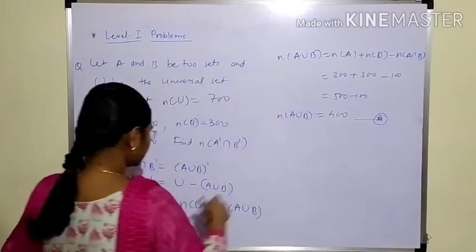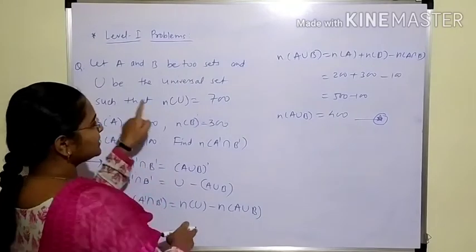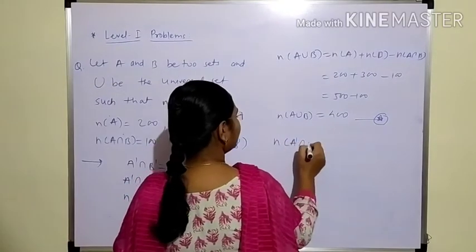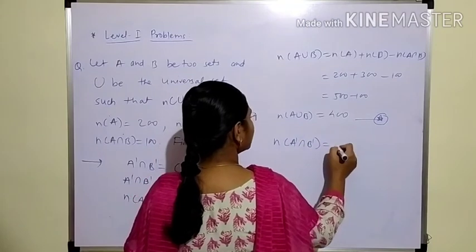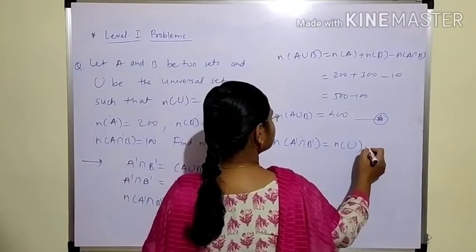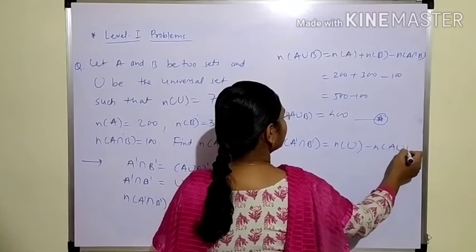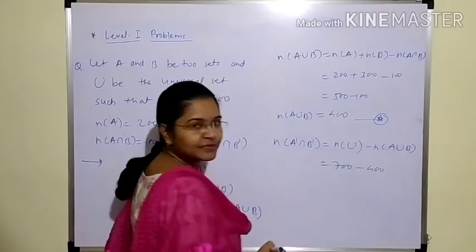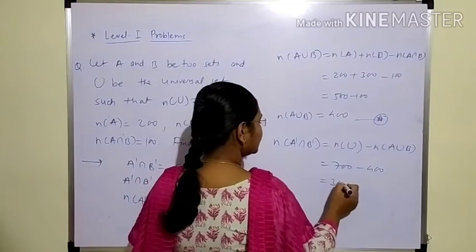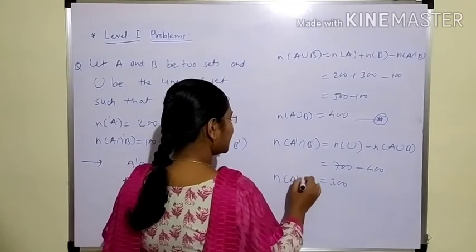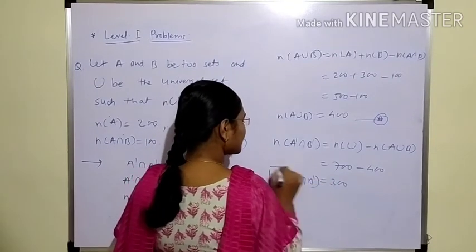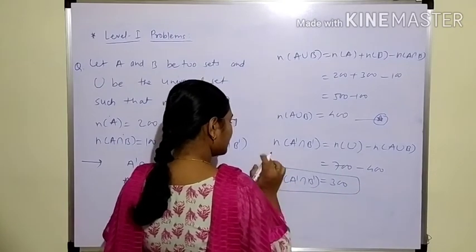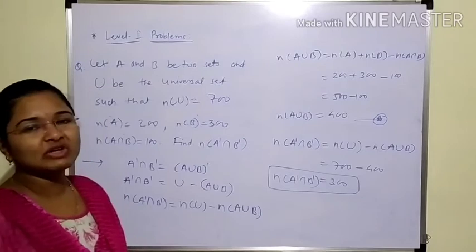Now we put this value here, and the number of elements in the universal set is 700. So the number of elements in A complement intersection with B complement is the number of elements in the universal set minus the number of elements in A union B, that is 700 minus 400. So this is equal to 300. So that is how many elements are there in the intersection of the complements of two sets.